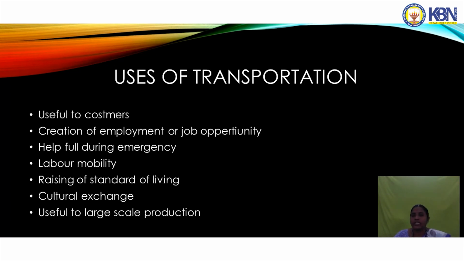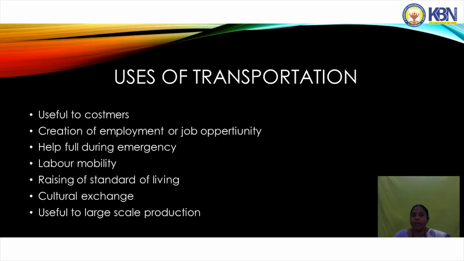Next one, uses of transportation. Transportation is very important for our country, our nation, our state, and useful to customers. What is useful to customers? Customers buy and sell goods and services from one place to another by transportation, by roadways or railways or waterways or airways. Mainly transportation is useful in roadways and railways.